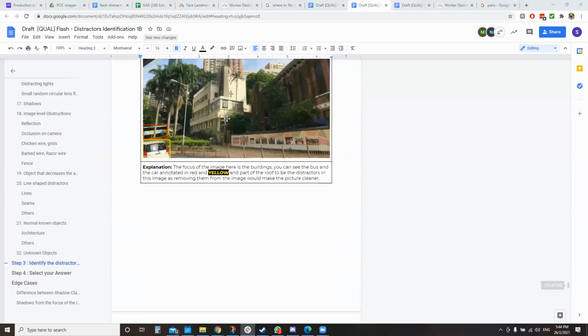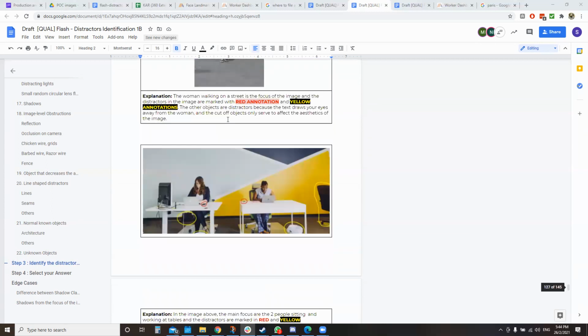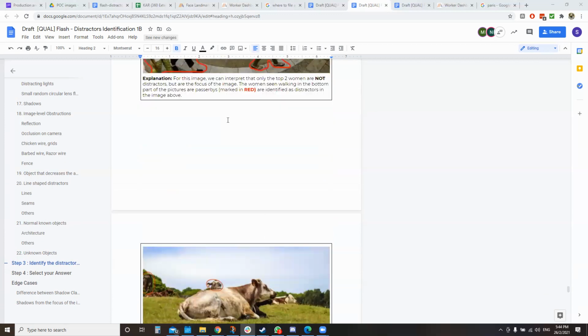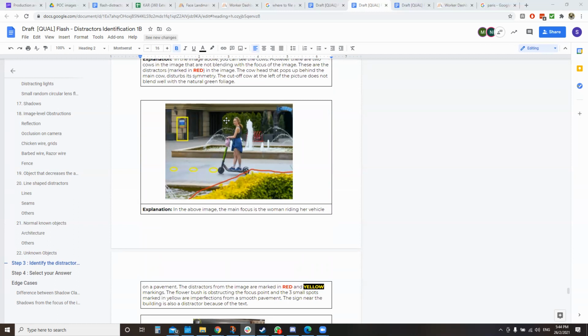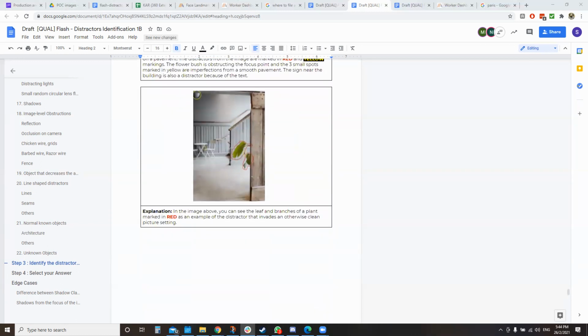Got it, Shravan. So just examples to show you all what are distractors. Again, we don't have time to show you how to annotate properly. But when you're doing the annotation, please make sure you draw it properly because the client is going to Photoshop it out. So whatever you're drawing, the client will Photoshop it out.